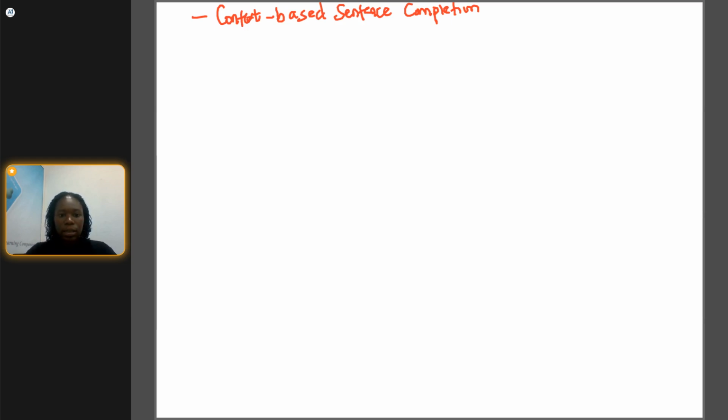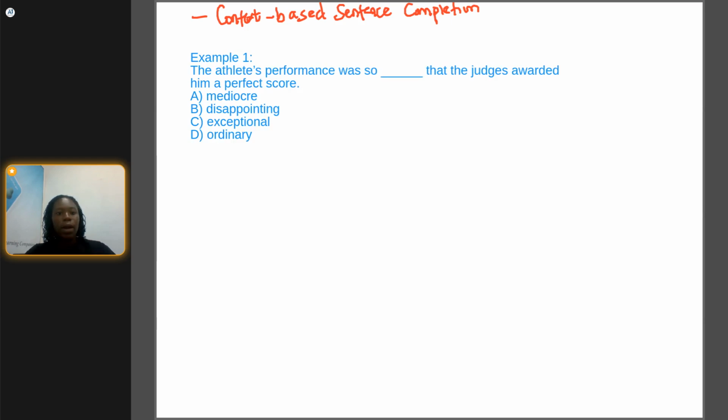All right. The first example we have here says the athlete's performance was so dash that the judges awarded him a perfect score. The judges awarded him a perfect score. All right, let's have this on the board. Example one under point two. All right, so example one, the athlete's performance was so dash that the judges awarded him a perfect score. All right, in this case, what are we looking at? We are looking at context. What does the sentence imply? Even though this part is missing, and we need to look for this part, what do the other words imply for the meaning of the sentence?